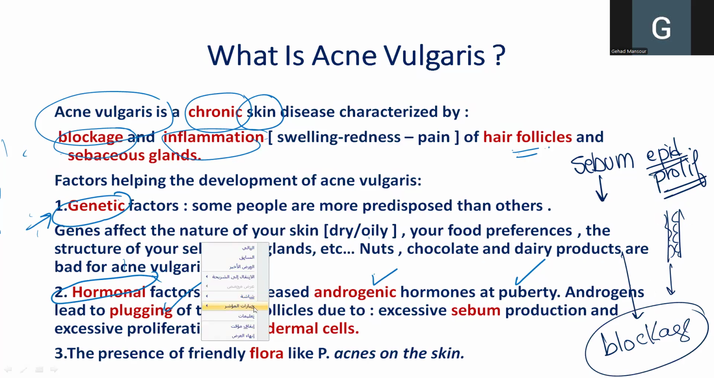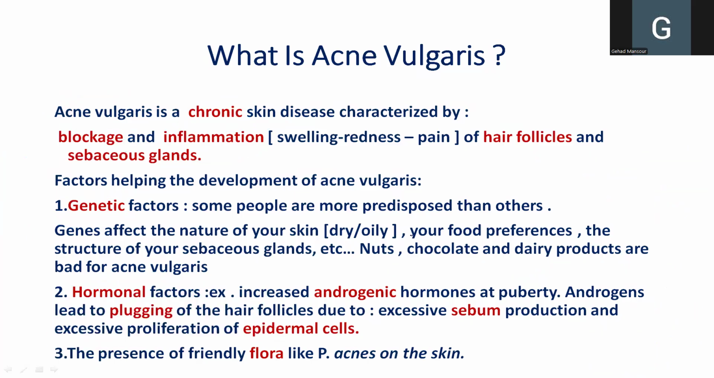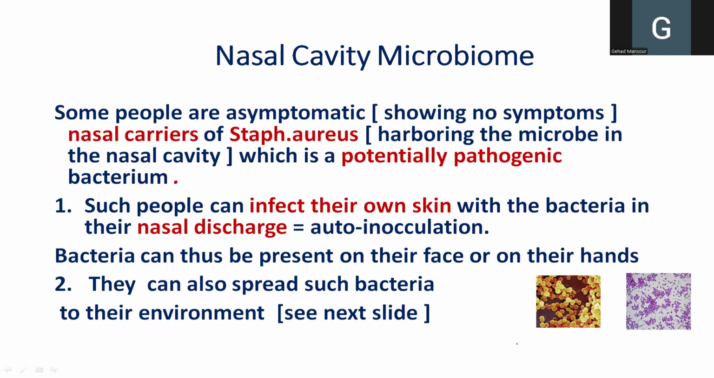So both the changes that occur in sebum as well as epidermal proliferation are the causes of blockage of the duct. The genetic factors increase the likelihood in some people of having acne vulgaris, because there is an underlying reason, because your genes determine the nature of your skin, whether your skin is dry or oily. Of course, oily skin would be more affected. Your food preferences, for example, your genes will determine whether you would love nuts or not, you would love chocolate and dairy products or not. Nuts, chocolate, and dairy products are food items that increase the likelihood of acne vulgaris.